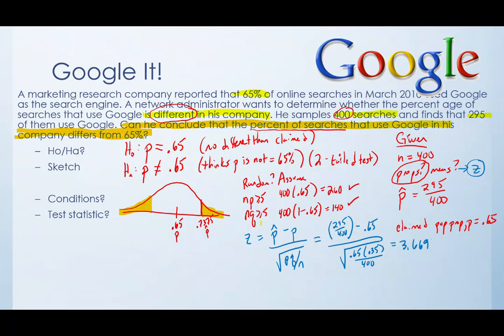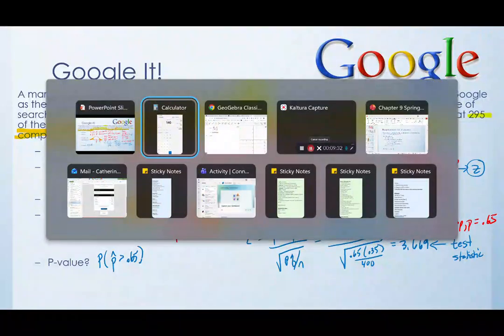So that is our test statistic. Remember, test statistic is a general term, so I'm not telling you if you're running a z-test or a t-test. You have to know it's a z hypothesis test for proportions, and know what z-score formula to use. All right, so what's our p-value? We can say the probability that our sample proportion is bigger than 0.65 we can find with GeoGebra, where 3.669 is our z-score.